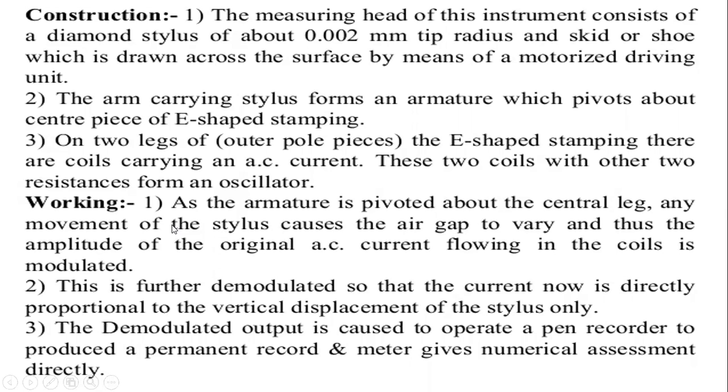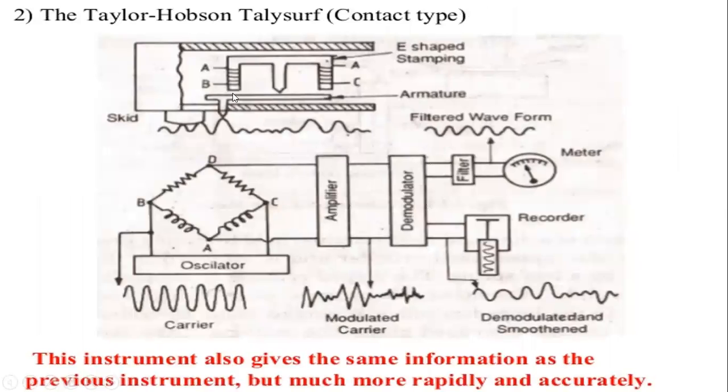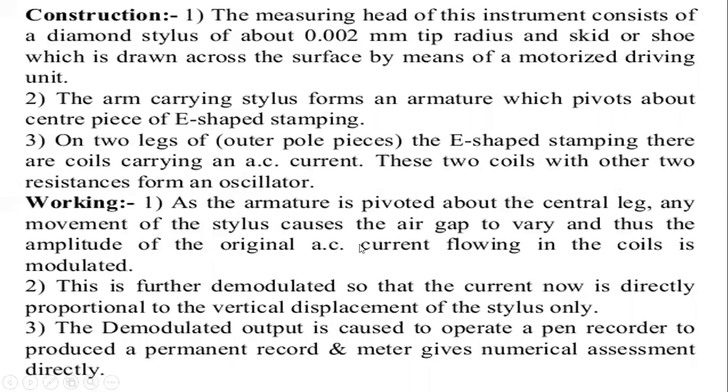And coming to the working of the Taylor Hobson Talysurf. As the armature is pivoted about the center leg, any movement of the stylus causes the air gap to vary, and thus the amplitude of the original AC current flowing in the coils is modulated. So whenever we get this modulated air gap, the AC current flowing in the coils is modulated.